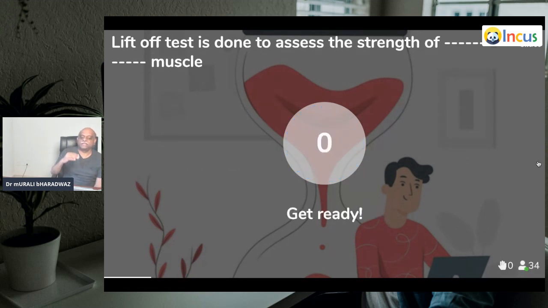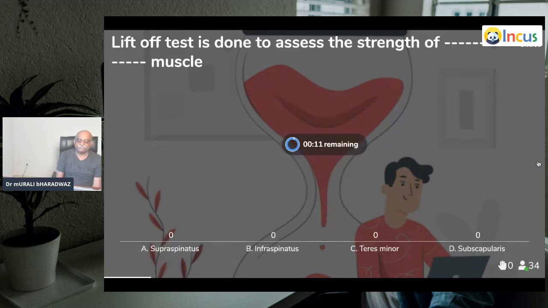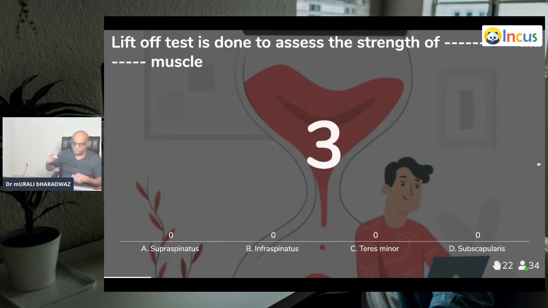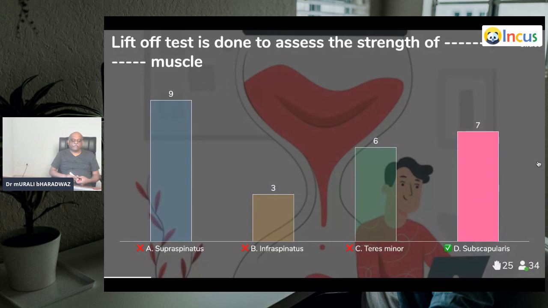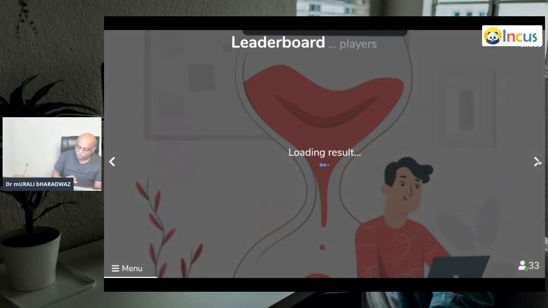Lift-off test is done to assess the strength of which muscle? Yes, it is subscapularis. This is the correct answer. Earlier one, the most commonly injured is supraspinatus, not subscapularis. But for this, subscapularis is the correct answer. Lift-off test is done to assess the strength of the subscapularis is what you need to remember.